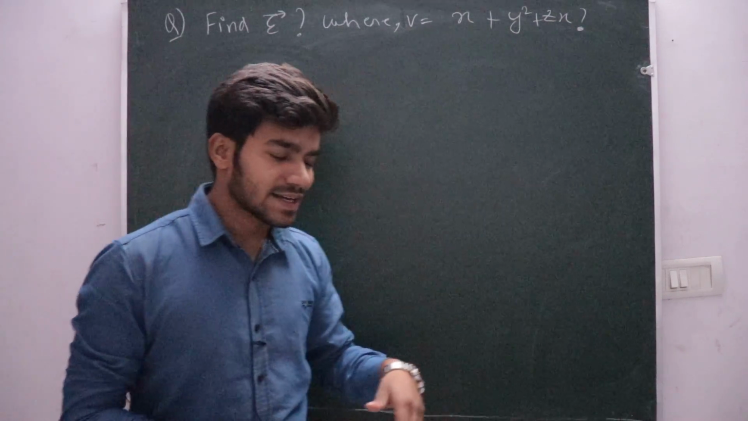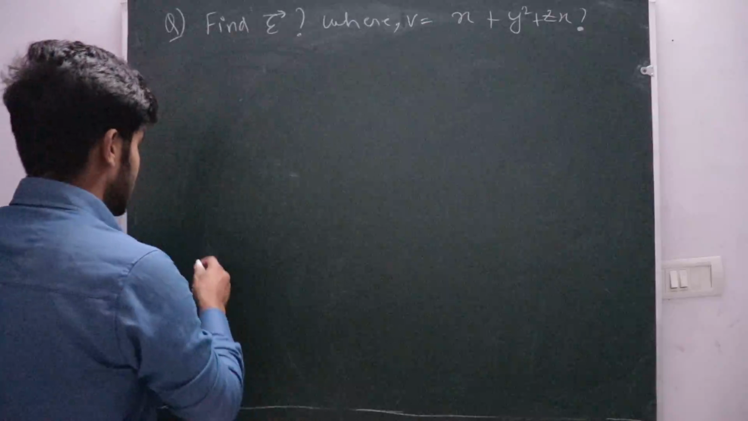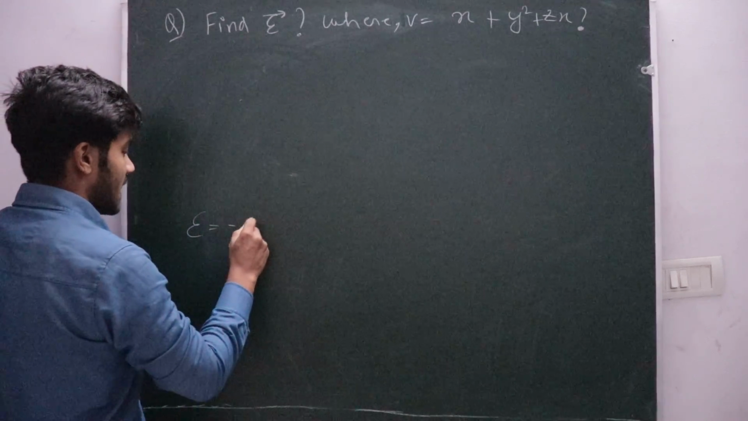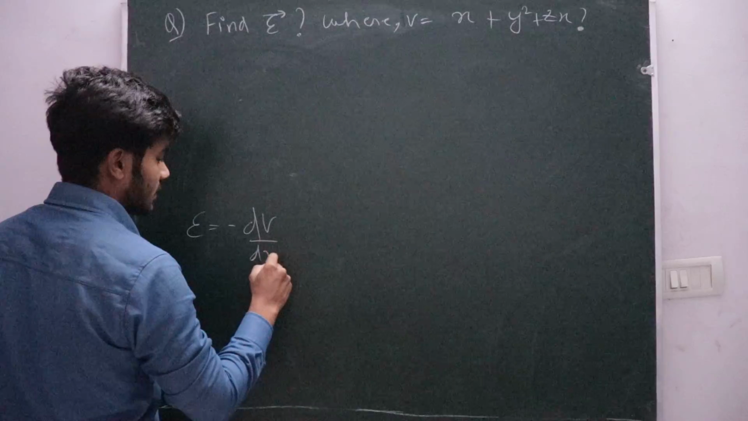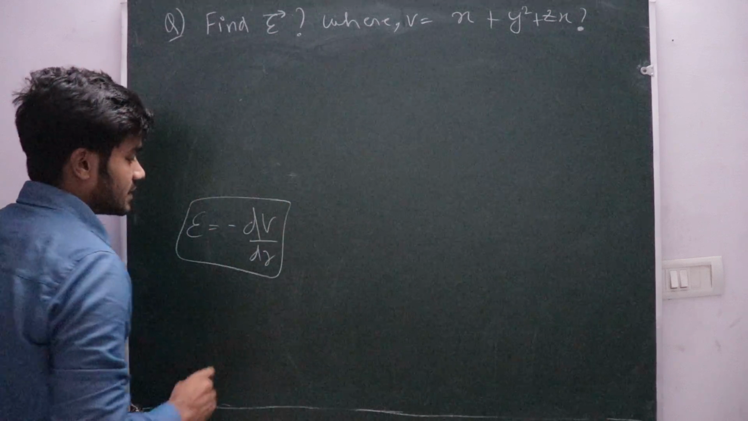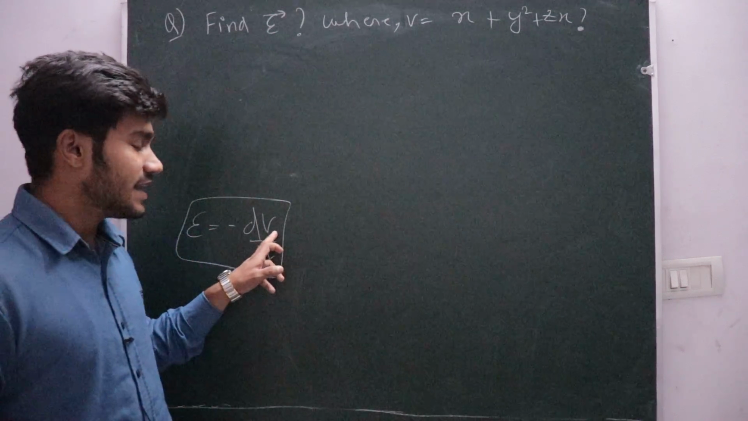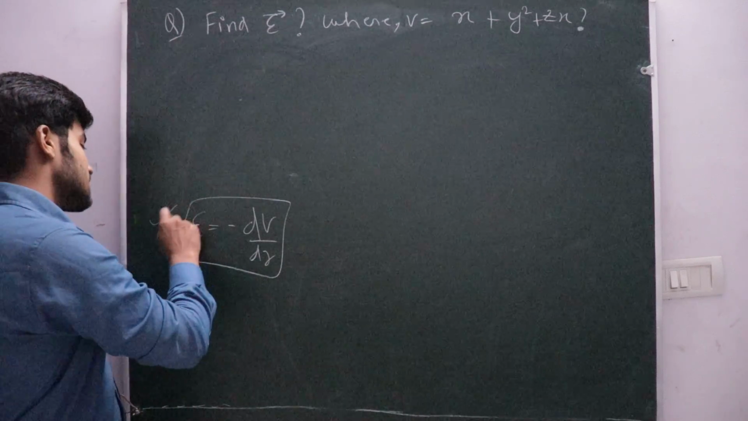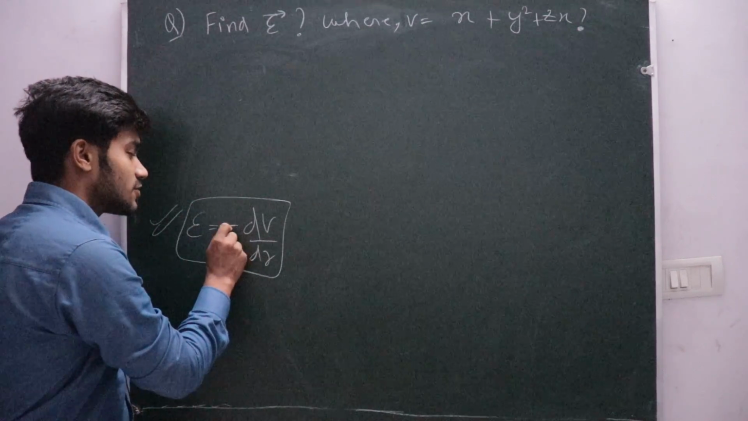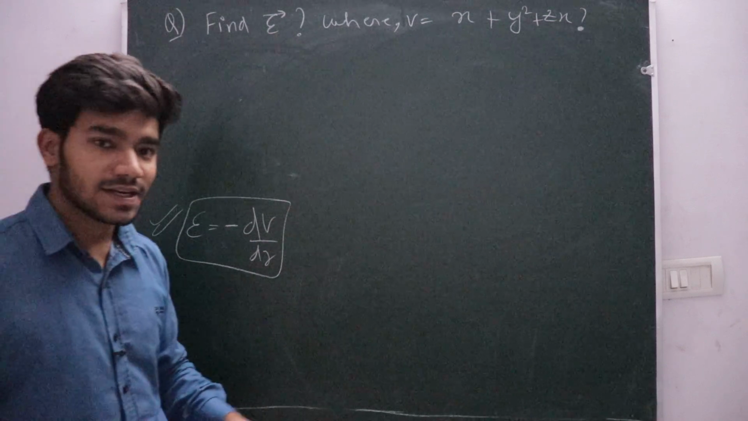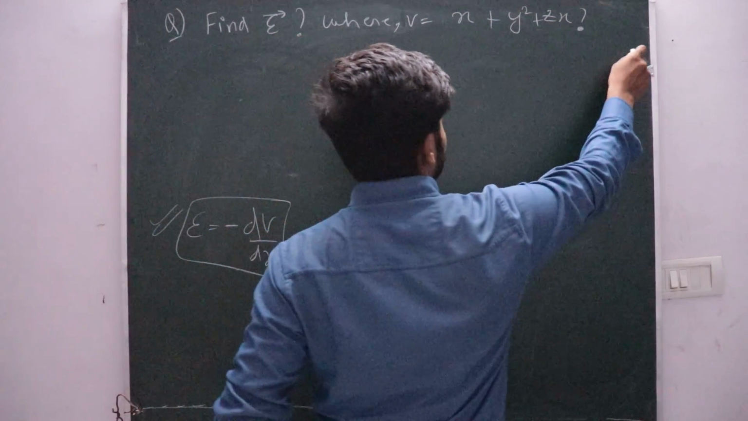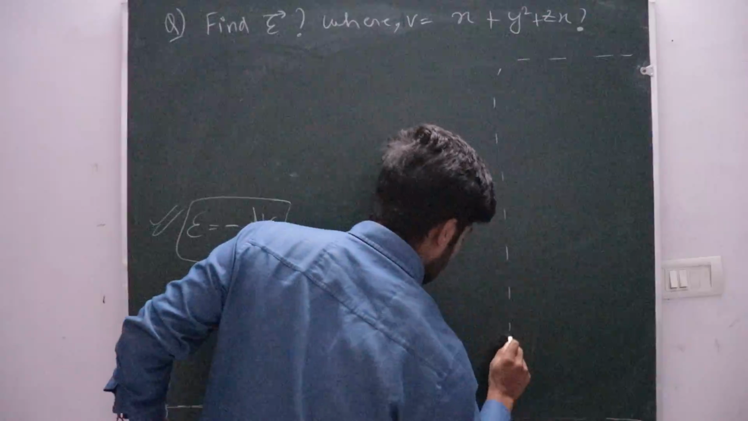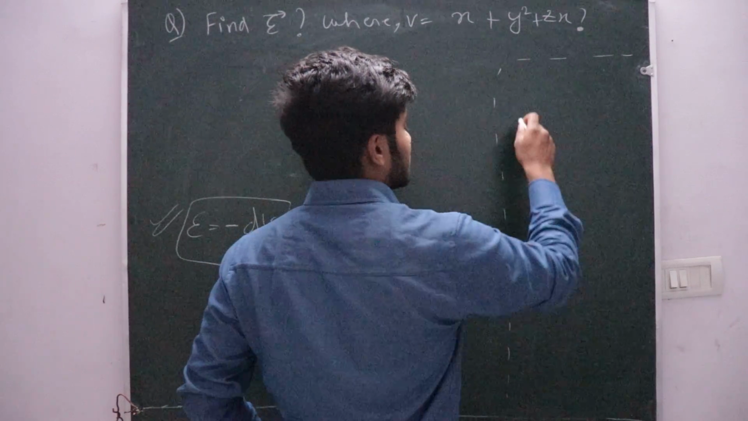So we know electric field is basically minus of dV upon dr. This is the relation between electric field and electric potential. You need to remember this minus is used for the direction. For that you need to know one point.